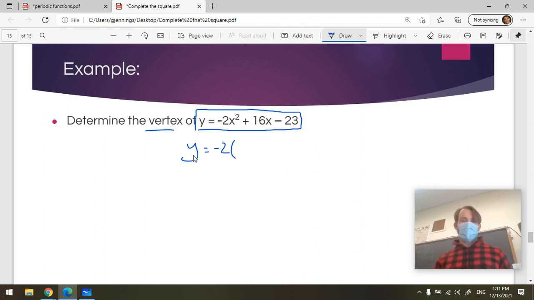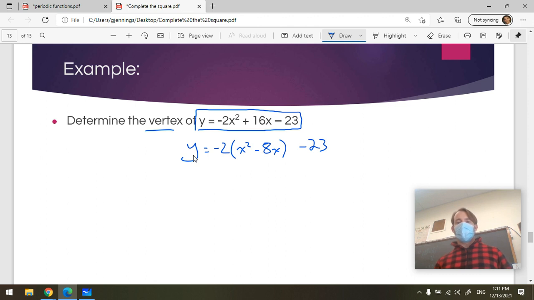Y is equal to negative 2 multiplied by x squared minus 8x. Okay, what I have done is I factored the negative 2 out of these two terms. So that gives me negative 2 times this. That would still create that, and I still have to minus 23. Okay, so I divided the a out from this b. So positive 16 divided by negative 2 gave me negative 8. So I have to flip that sign.